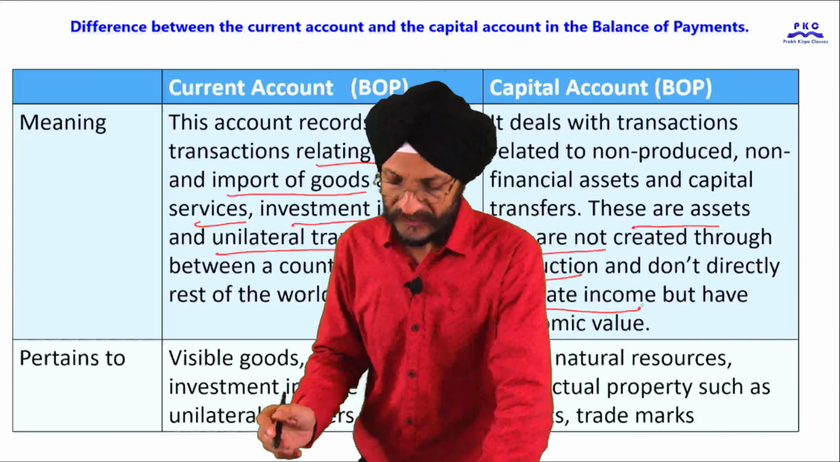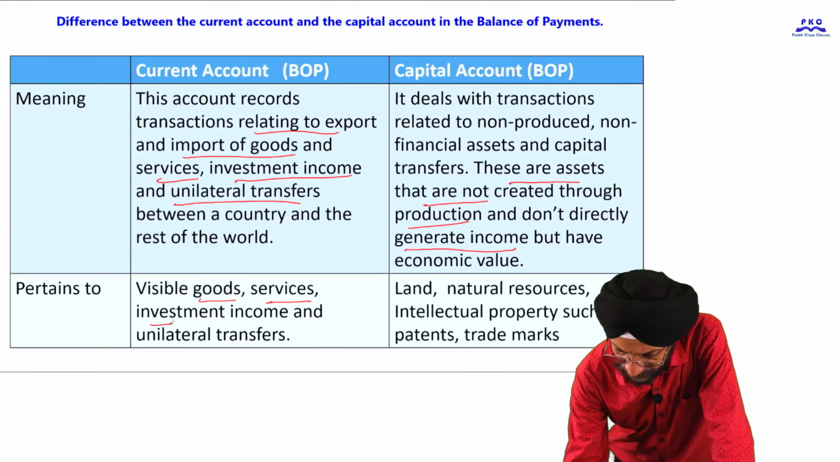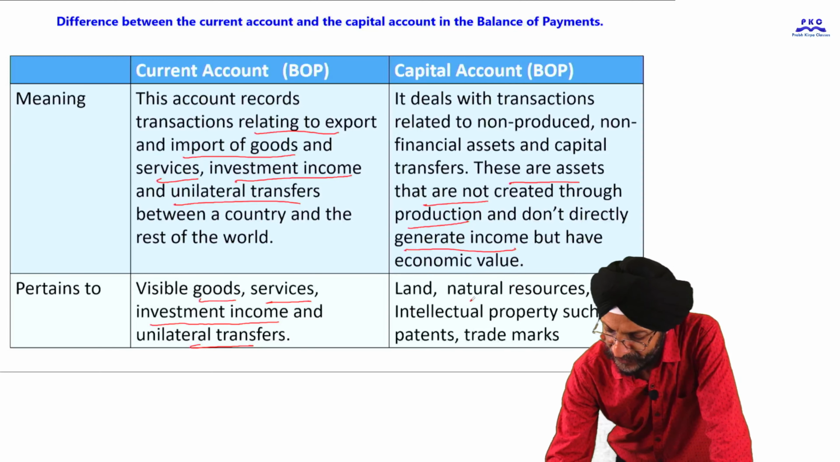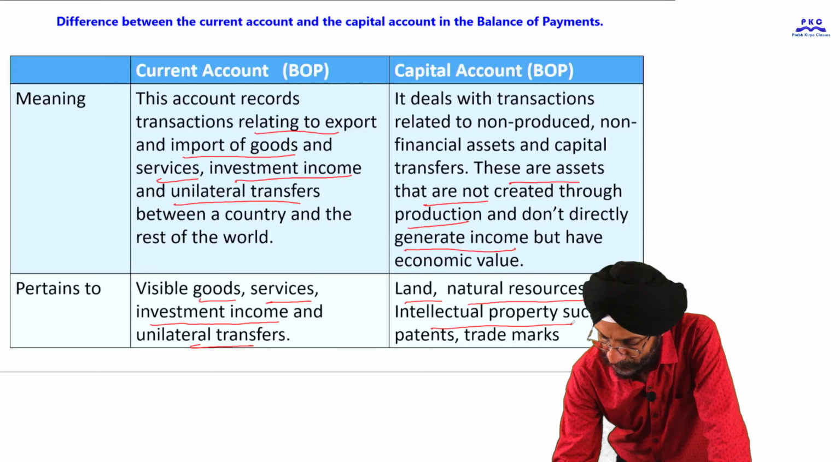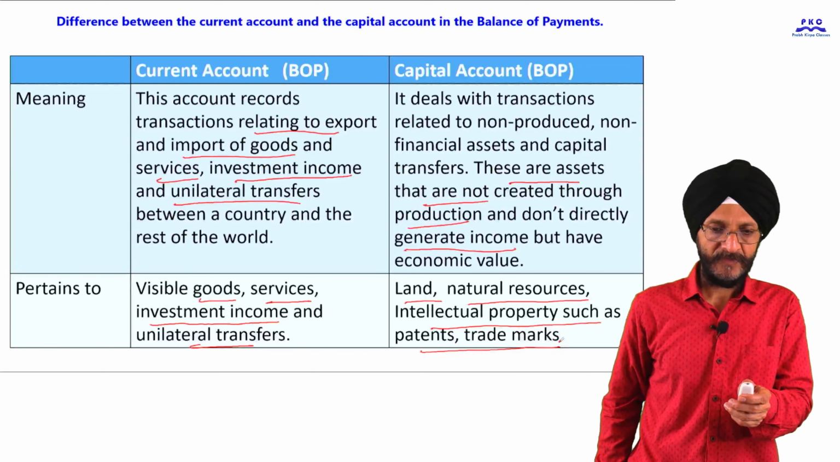Current account pertains to goods, services, investment income and unilateral transfers, and capital account pertains to land, natural resources, and intellectual property such as patents, trademarks, etc.